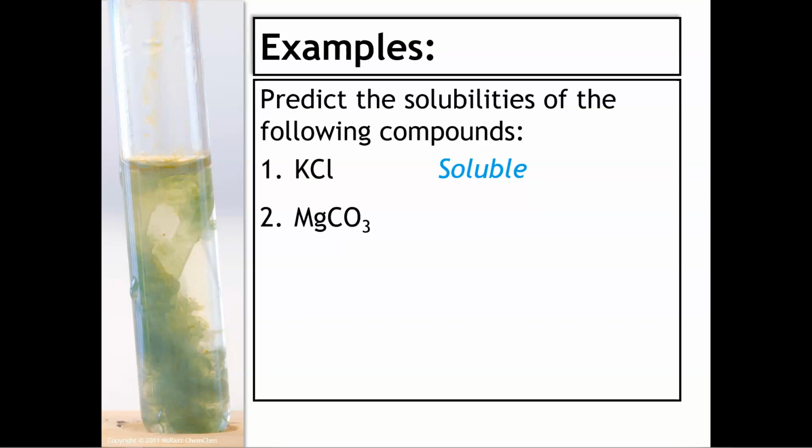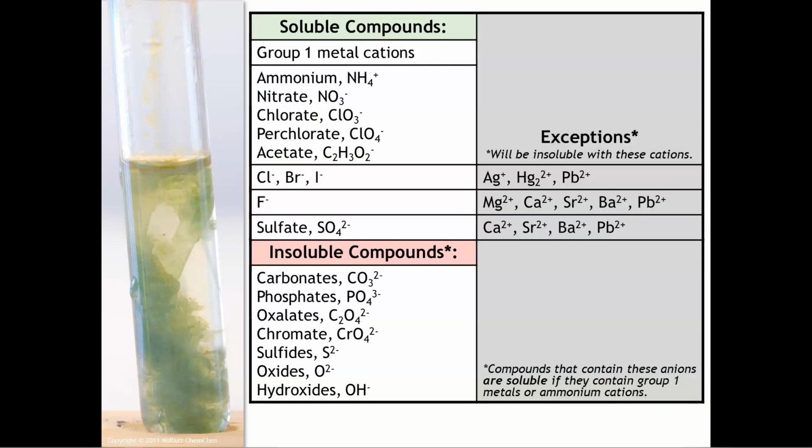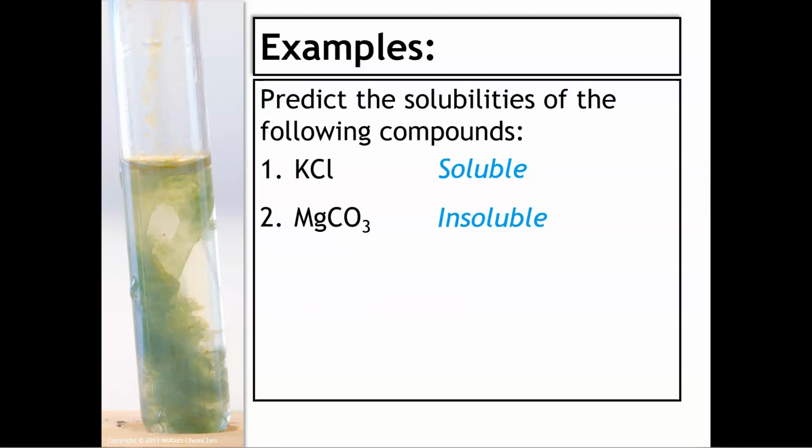Let's look at magnesium carbonate. Again, decide on the rule that you're going to use to decide whether it's soluble or not. And hopefully you settled on this one. Carbonates are listed in the insoluble compounds category. Now notice the little note in the lower right-hand corner. It says compounds that contain these anions are soluble if they contain group 1 metals or ammonium cations. This obviously is not a group 1 metal, and it is not an ammonium cation, so therefore we would consider magnesium carbonate to be insoluble.